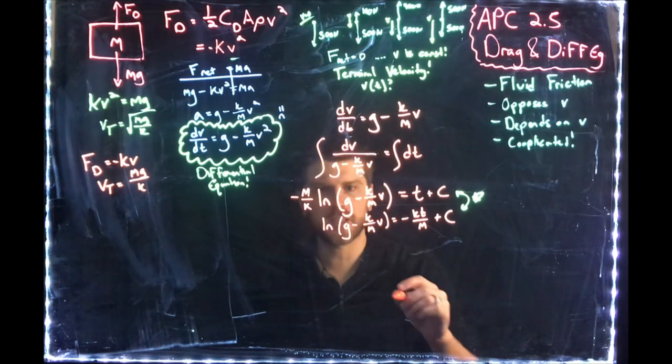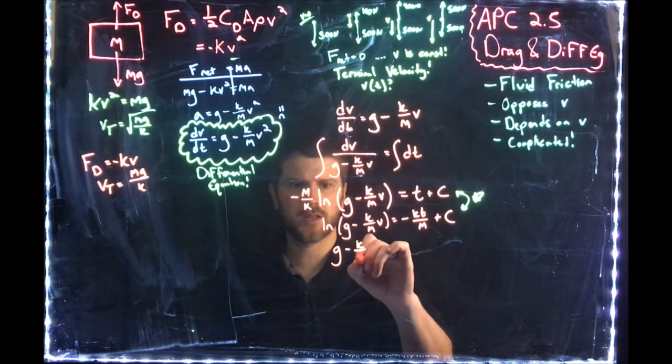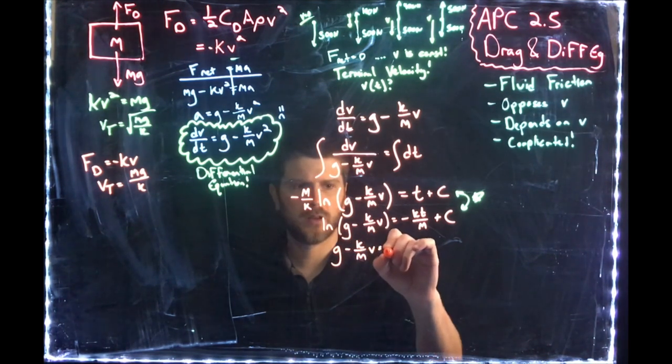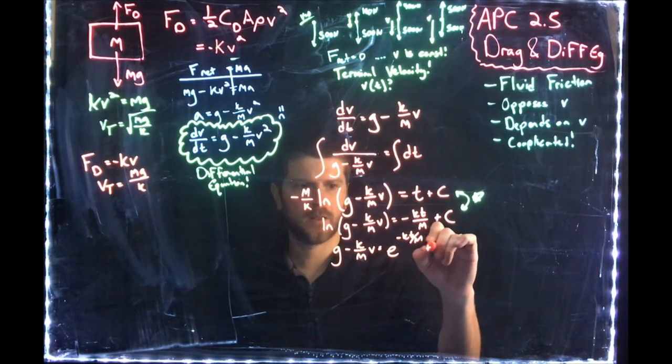I'm now going to raise both sides to the e power, or e to both sides, so I end up with this. E to the negative kt over m. Oops.